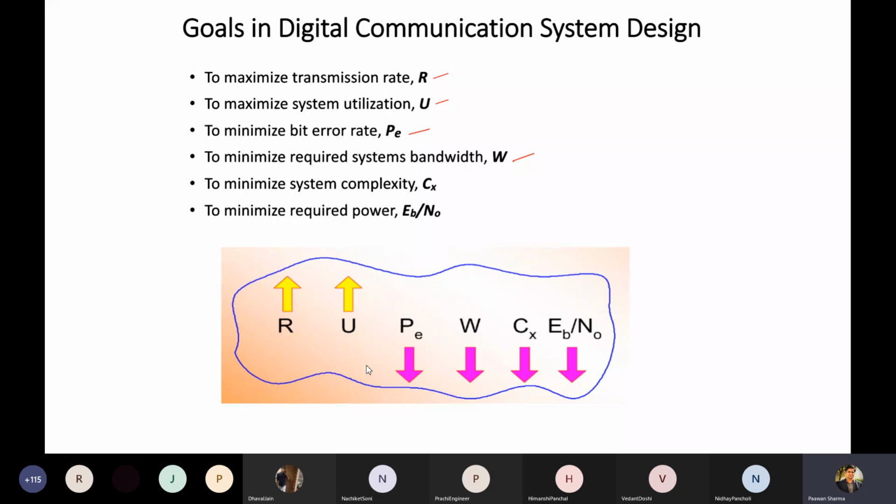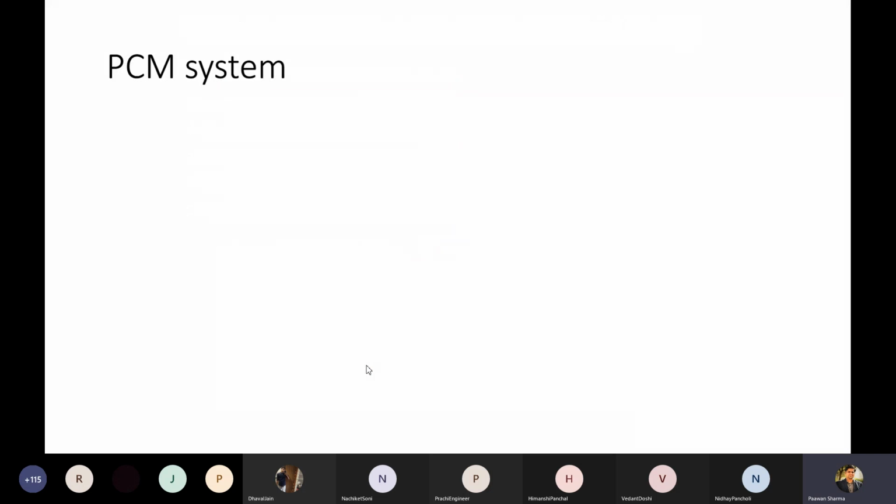To minimize system complexity. Like we have seen, PCM has so many blocks, whereas the delta modulator had very few blocks. So system complexity was definitely simpler in DM in comparison to PCM. Likewise, different systems will have different complexity, not only in terms of the number of units, but also in terms of the timing requirement for setting up your system, and minimize required power. So I think this is pretty much clear.